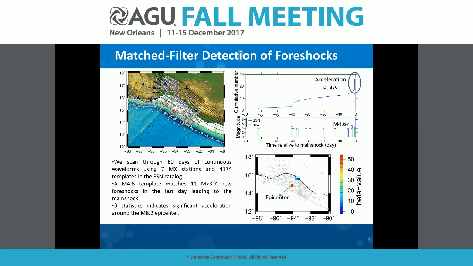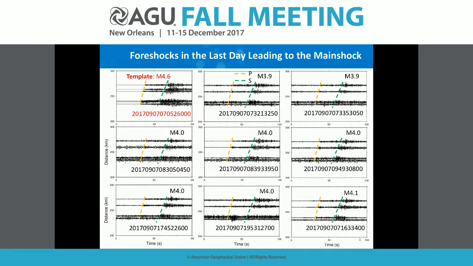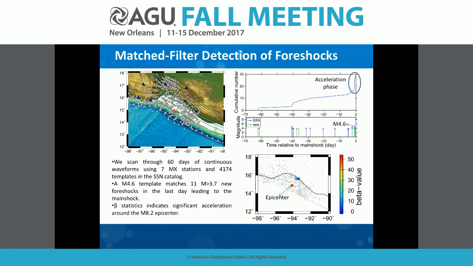If you look at the beta statistics on the map, for the last day, we see a significant increase of the beta value, which indicates an acceleration of productivity within about 30 kilometers from the main shock epicenter. I'm sorry, could you go back? You're saying the foreshock squares? No, it's the red dots here. So that's just right close to the epicenter.